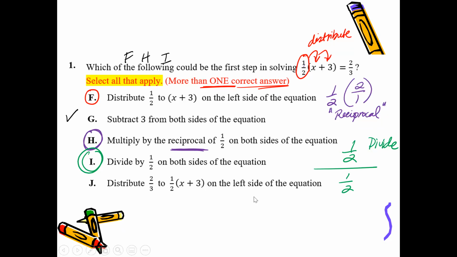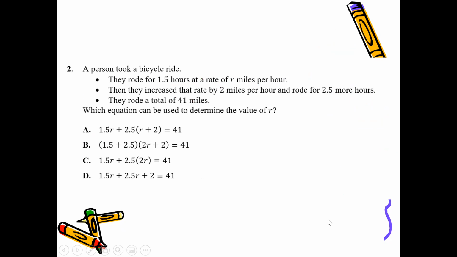All right, let's take a look at question number 2. It says a person took a bicycle and rode their bicycle for 1.5 hours at a rate of R miles per hour. Then they increased the rate by 2 miles per hour and rode it for 2.5 more hours. They rode a total of 41 miles. Which equation can be used to determine the value of R?